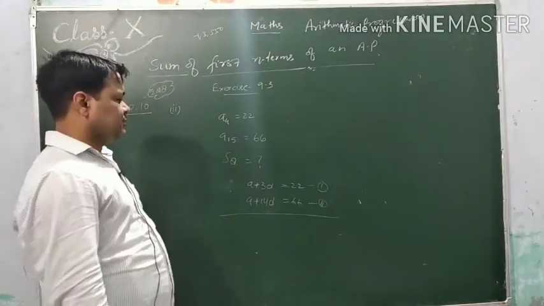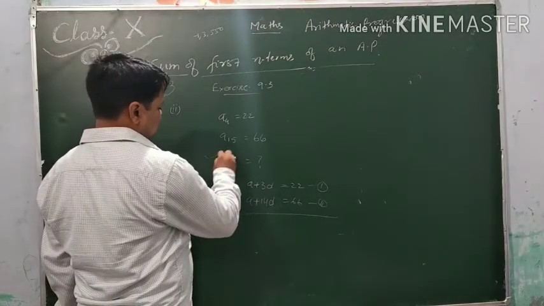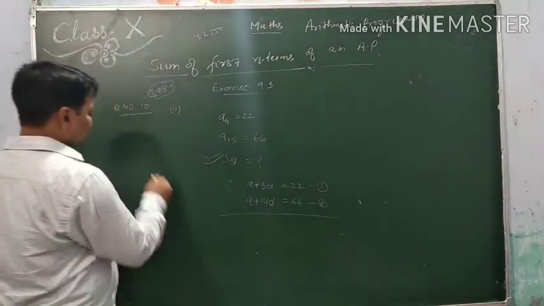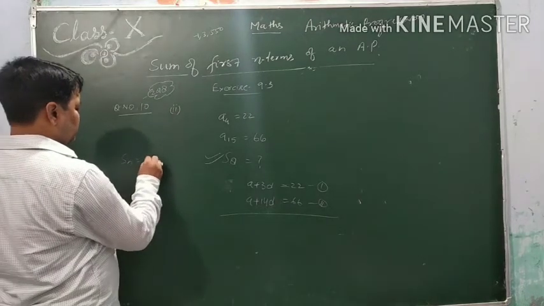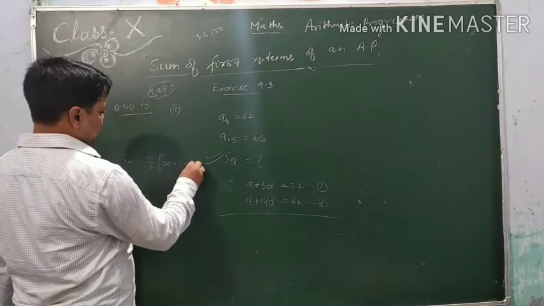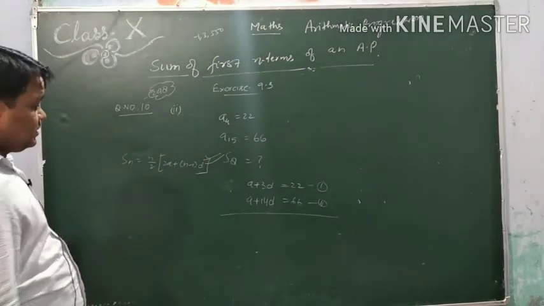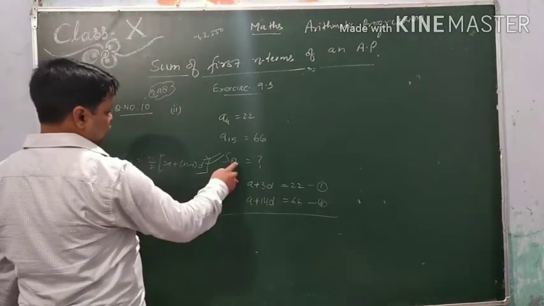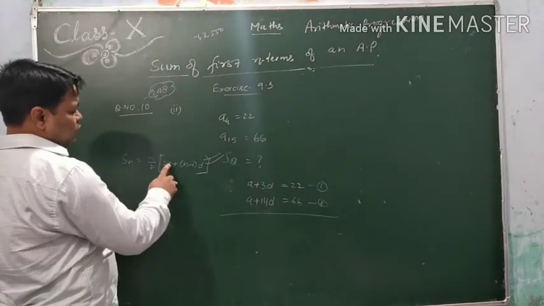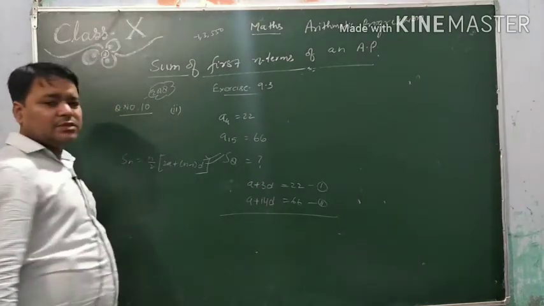After finding the value of the first term and common difference, use the formula Sn is equal to n by 2 into 2a plus n minus 1 into d. For this question, the value of n is equal to 8. The values of a and d will be whatever we get from the equations.